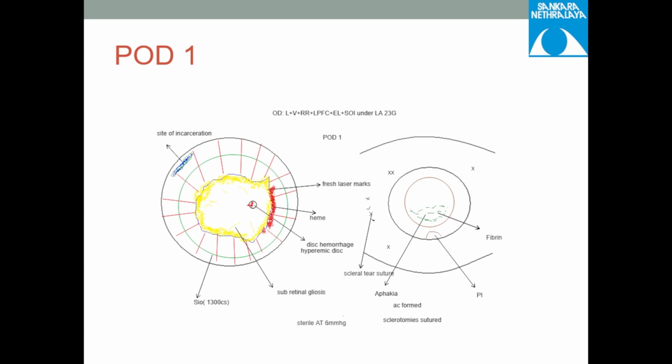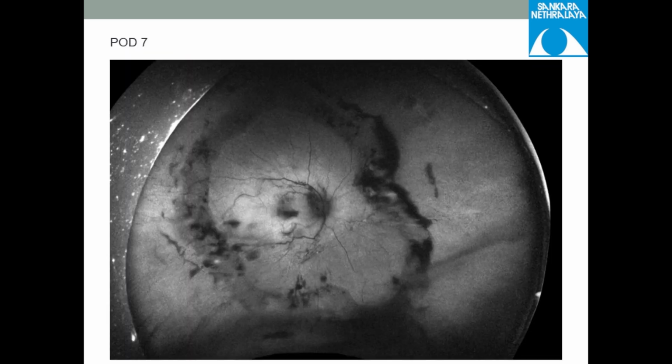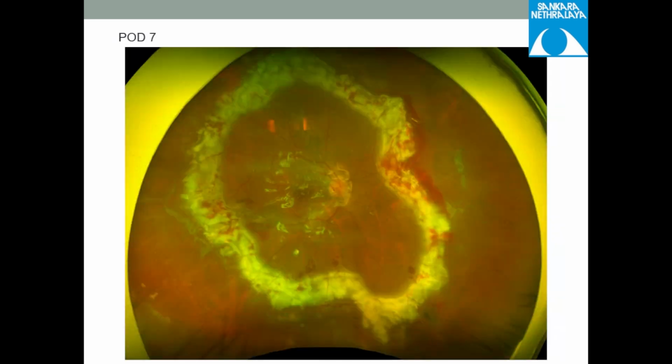The lasered edges of the RR, there's some heme on the edges, along with the silicone oil tamponade and the site of incarceration, the superotemporal quadrant. IOP was a bit on the lower side, 6 millimeters of mercury. This is the white field photograph showing the same.